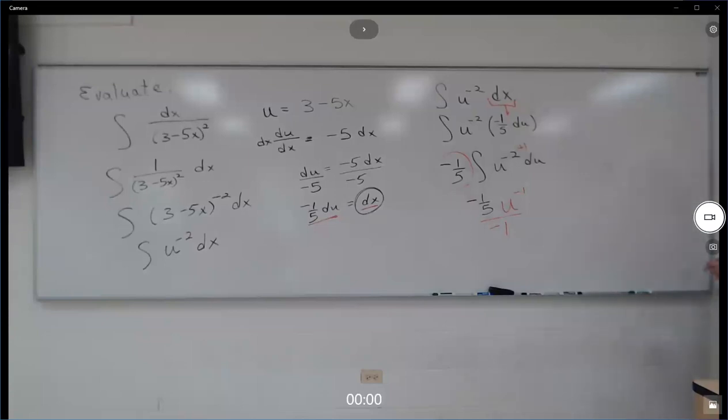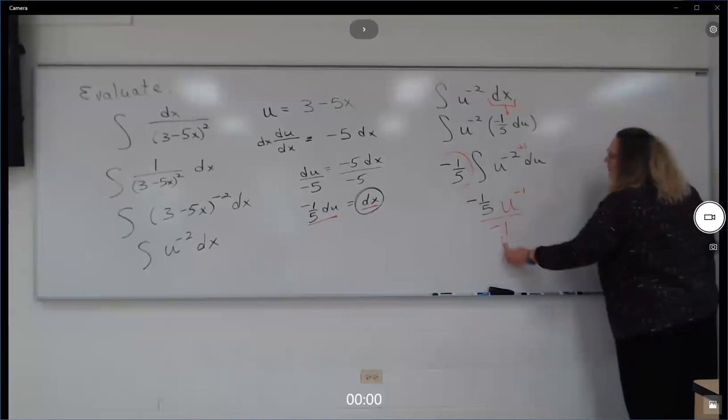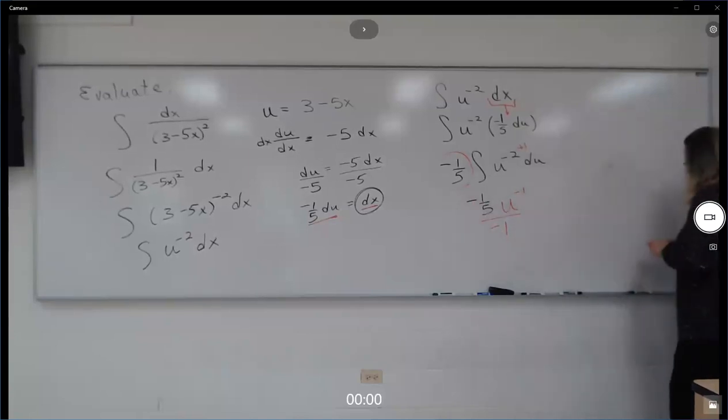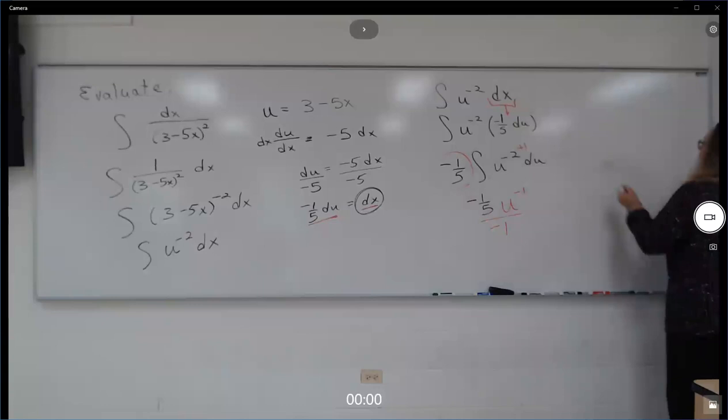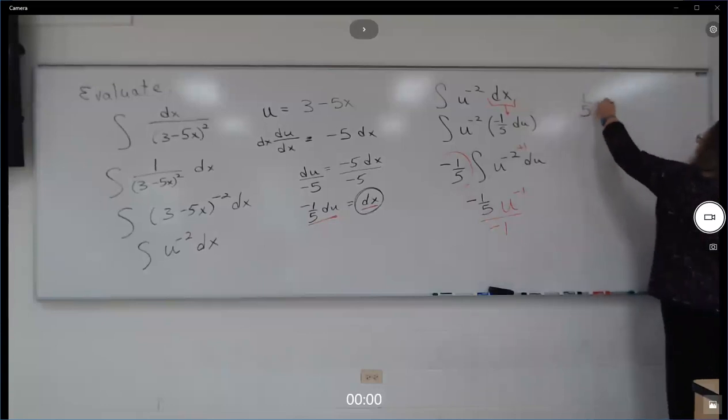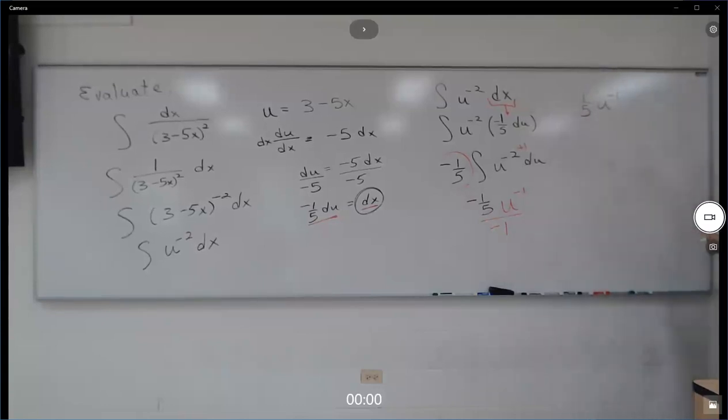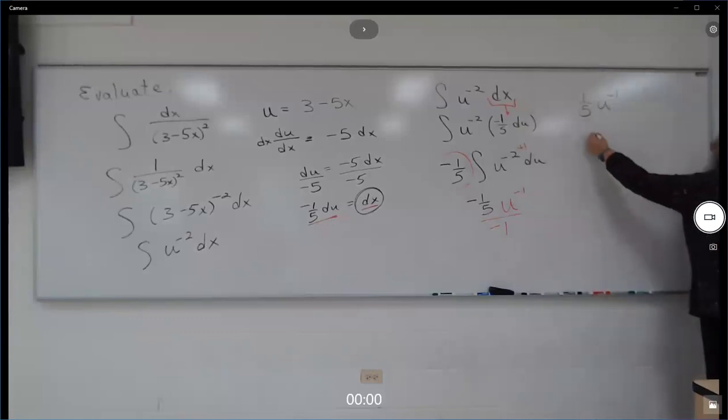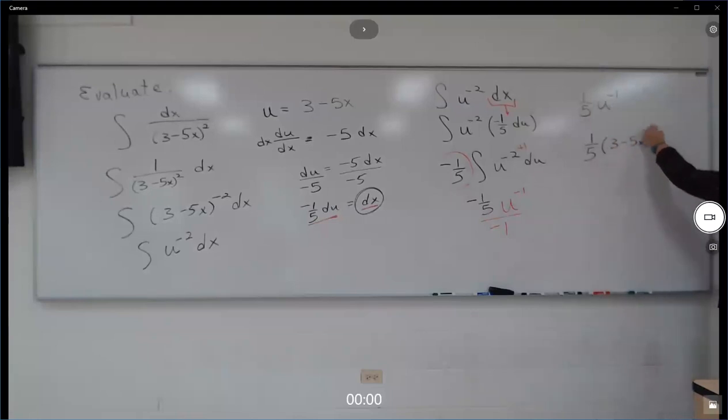So these are just going to cancel. So we really have 1/5 u to the negative 1. And then you just have to replace what u is. 3 minus 5x to the negative 1. And then don't forget that is plus c. These are fine.